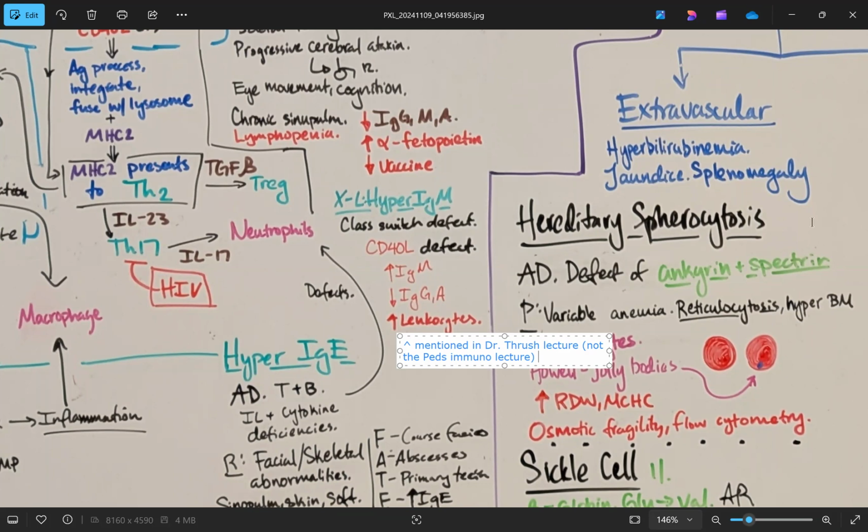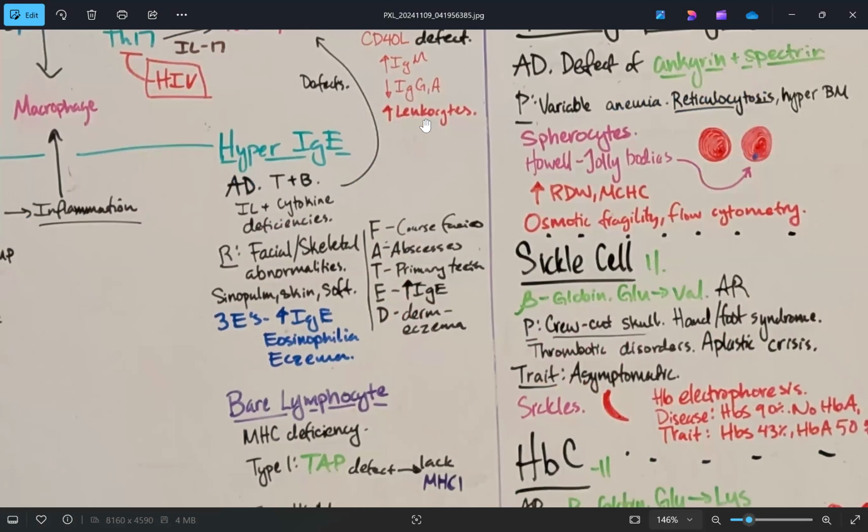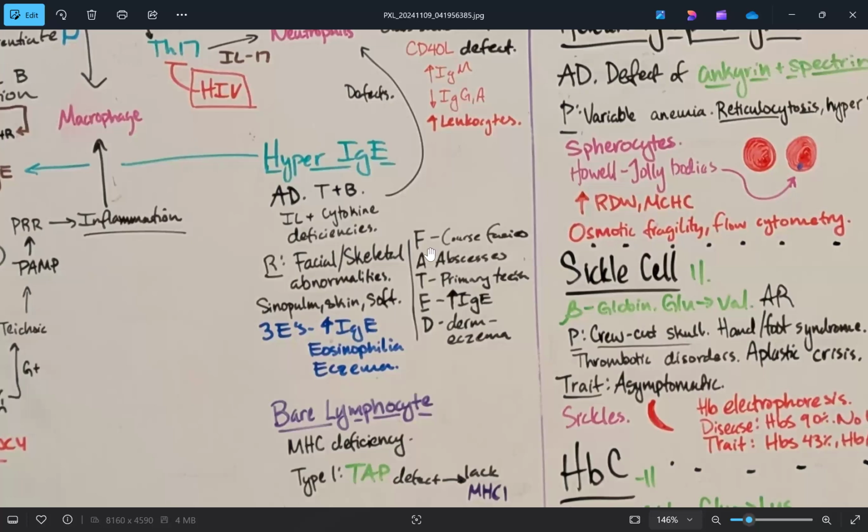Next, you'll have your hyper IgE. It is an autosomal dominant disease where you also have T and B deficits as well as neutrophil deficits and then interleukin and cytokine deficiencies. You'll present with facial and skeletal abnormalities. So something talked about, for example, was scoliosis. And for the facial abnormalities, there's a characteristic set of facial abnormalities that they didn't describe to us. So who knows? You'll also have sinopulmonary infections and skin and soft tissue infections.